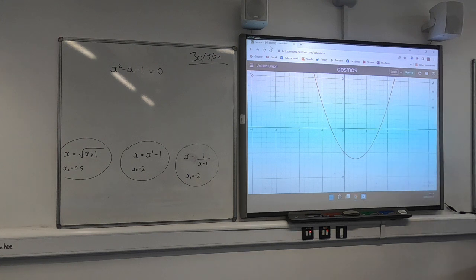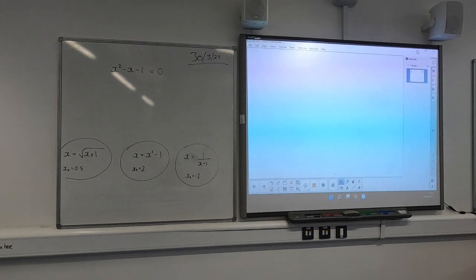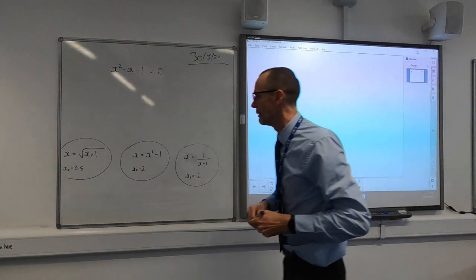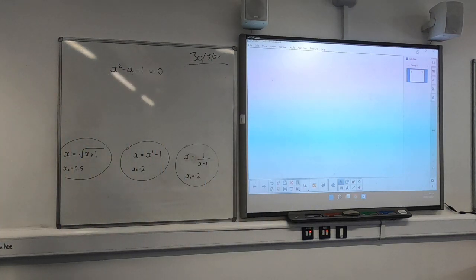So let's take these 3 rearrangements one at a time and show how we can demonstrate whether or not they're going to give us a converging iteration or a diverging iteration. So let's start with this one here.